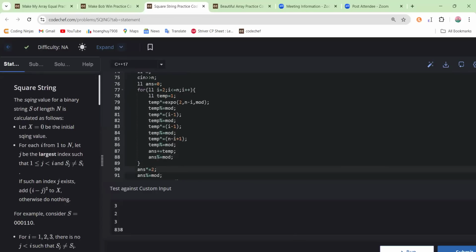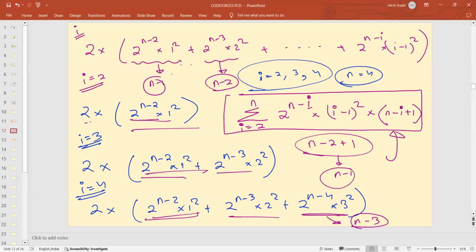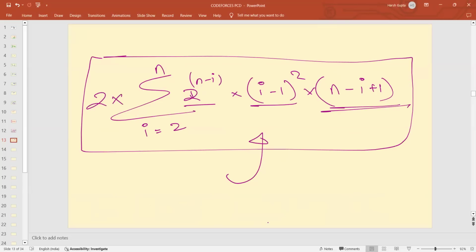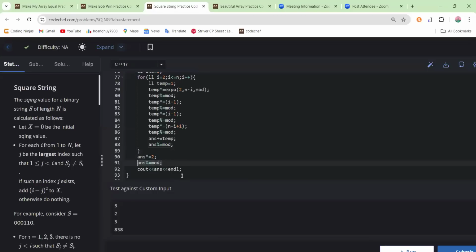At the end, just don't forget this term. I left it out over here. Wait a minute, this 2 was left out. We took 2 as common and added these things, so 2 multiplied by the answer we get. So actually, this is the answer. So simply multiply 2 to my answer, take the mod, and print the answer.